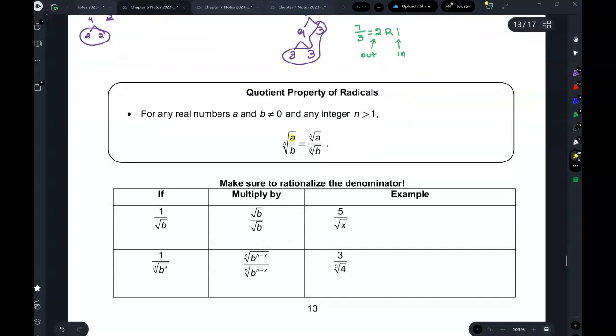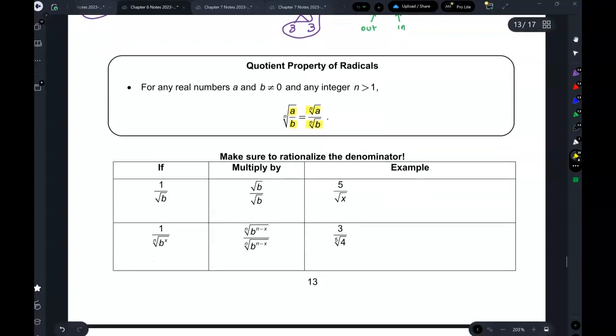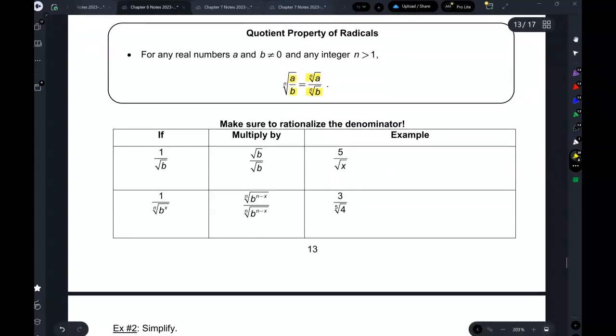When you have a quotient, it's a similar situation. If you have a fraction inside the root, you split it up. So you do the root of the top, the root of the bottom. The problem, though, is when you have a root in the denominator, you have to rationalize the denominator. Okay, so let's see what we do.